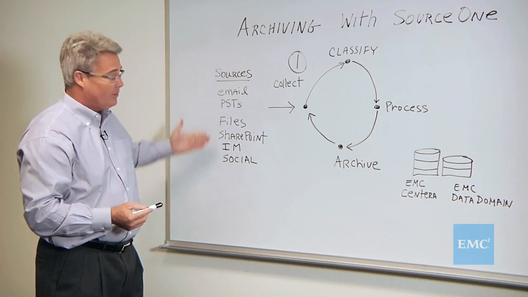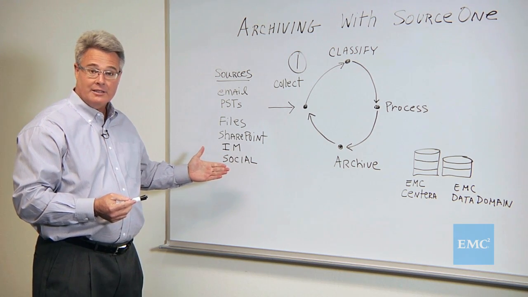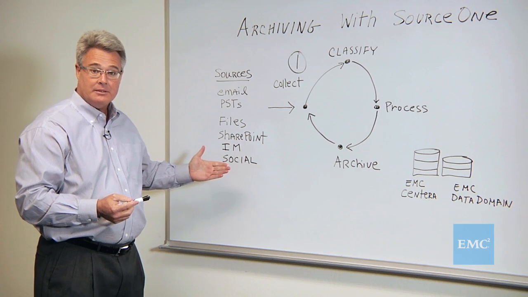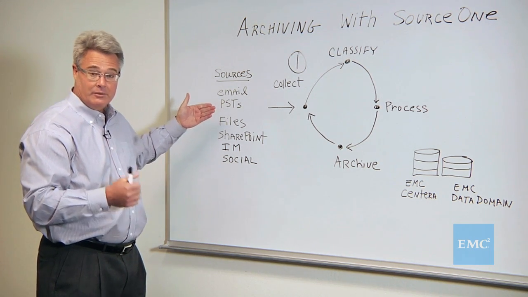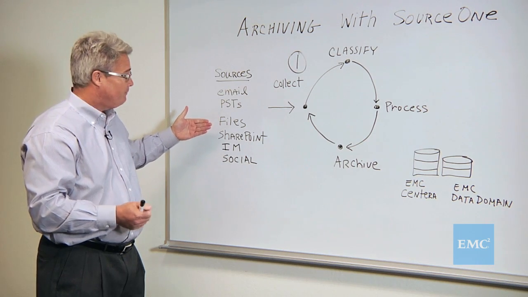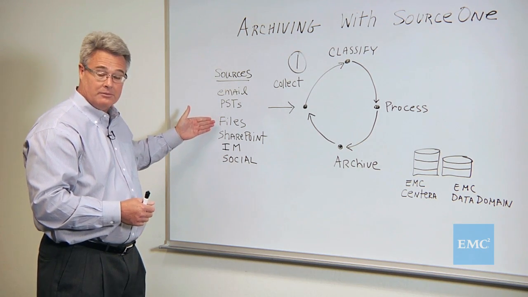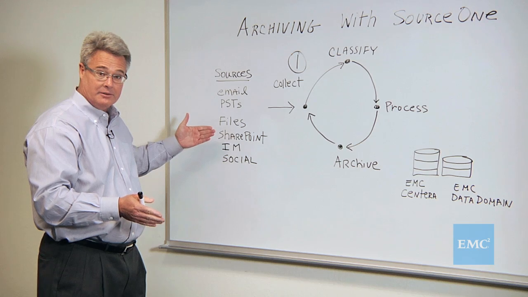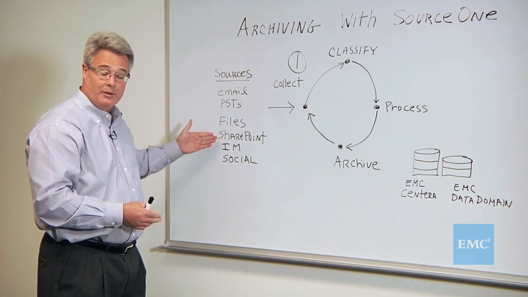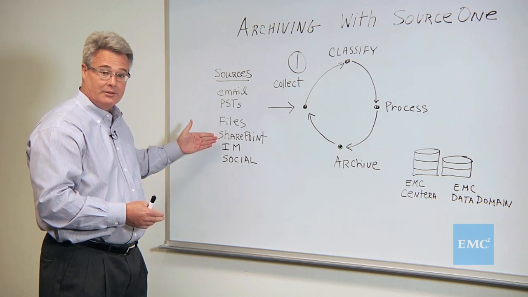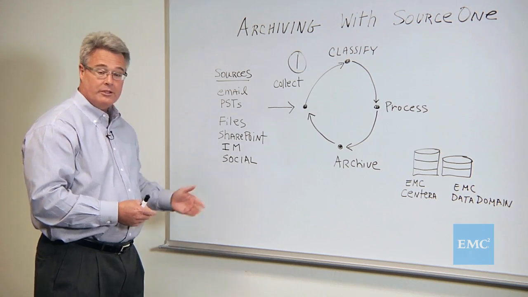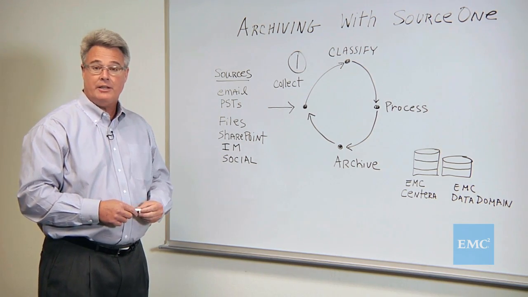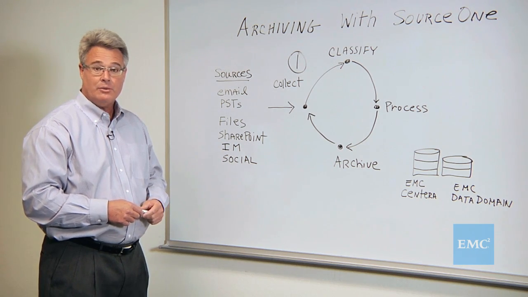And here are some of the sources where SourceOne can collect your archive data, starting with email, PSTs, or in the case of Lotus, NSF files, files themselves from Windows file shares, NAS devices, Microsoft SharePoint, another important source of content, instant messaging, social data. You can see there's quite a breadth of data that can be collected by SourceOne.